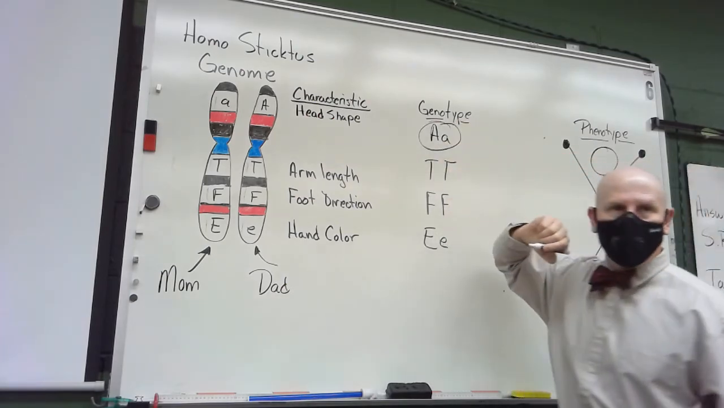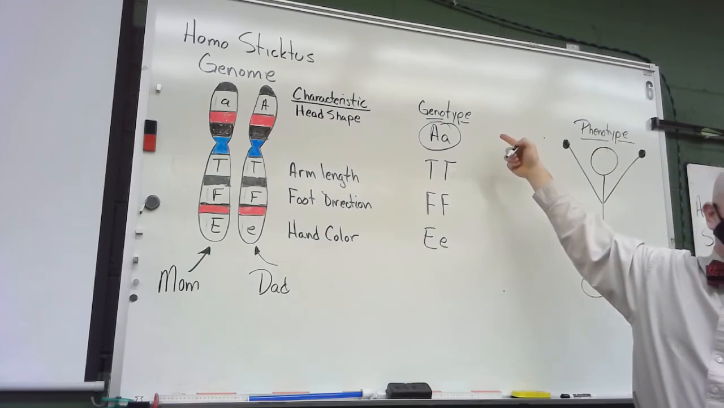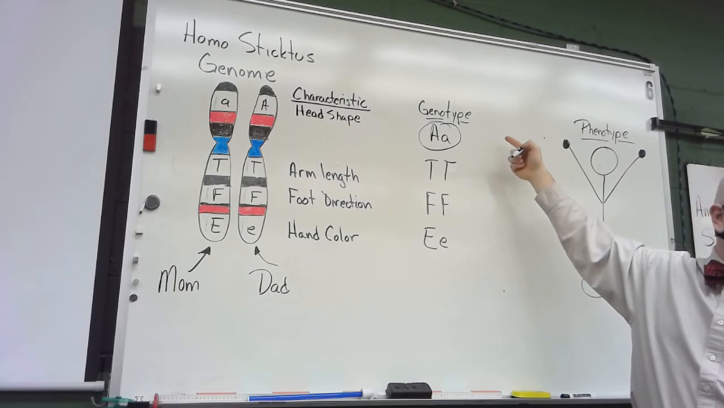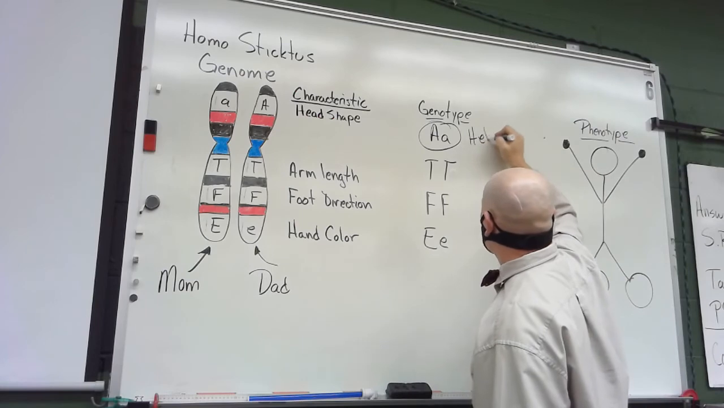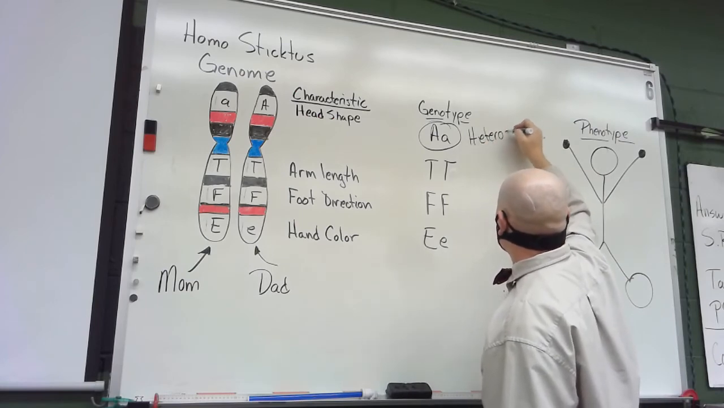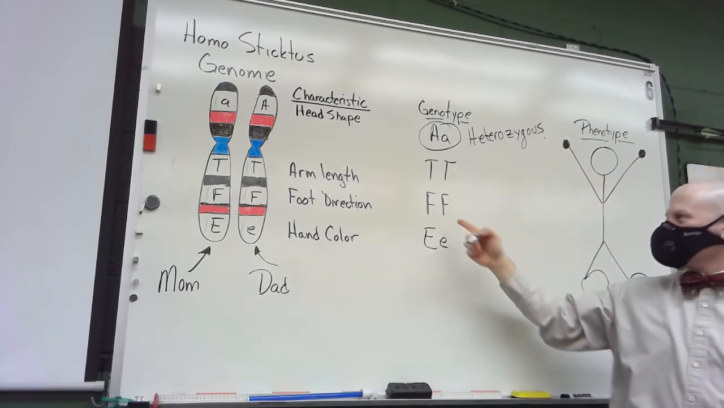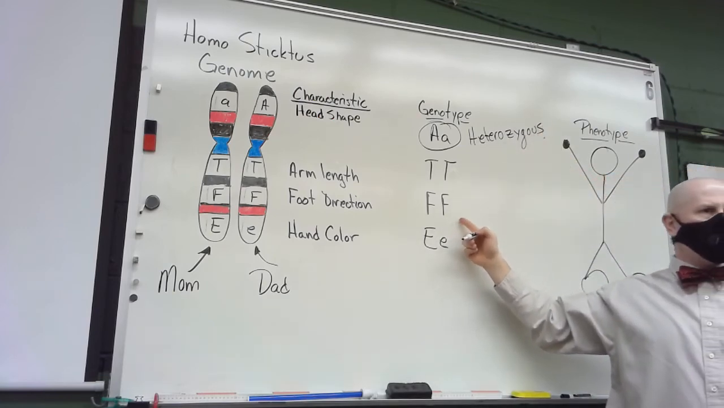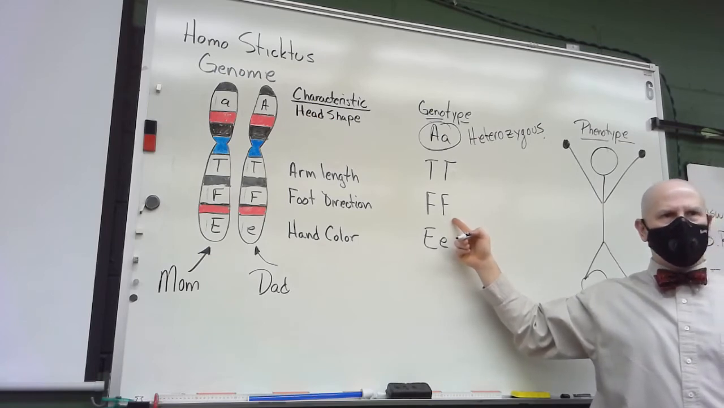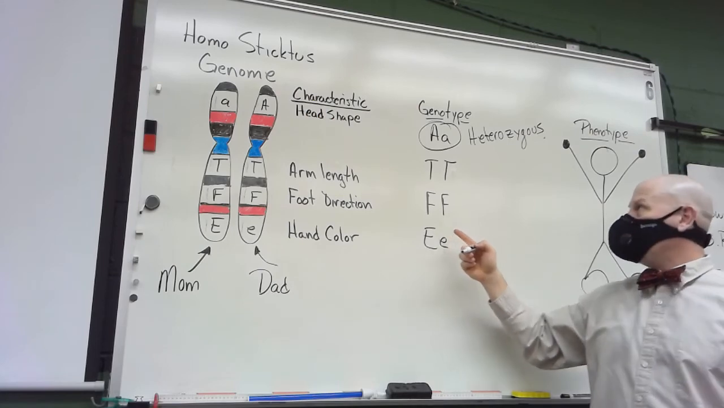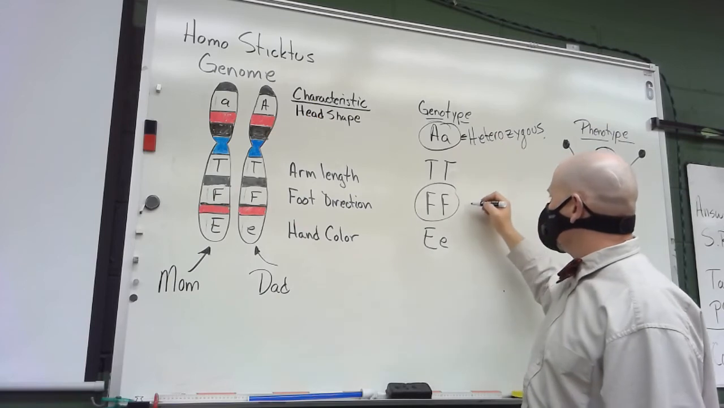We learned a term for this genotype. What's the term for this genotype? What is the term for this? Trinity? Yes, heterozygous. Hetero meaning what? Yep, this is heterozygous. Let's look at this one. What do you notice about these alleles? Are they the same or different? Alana? They're the same.